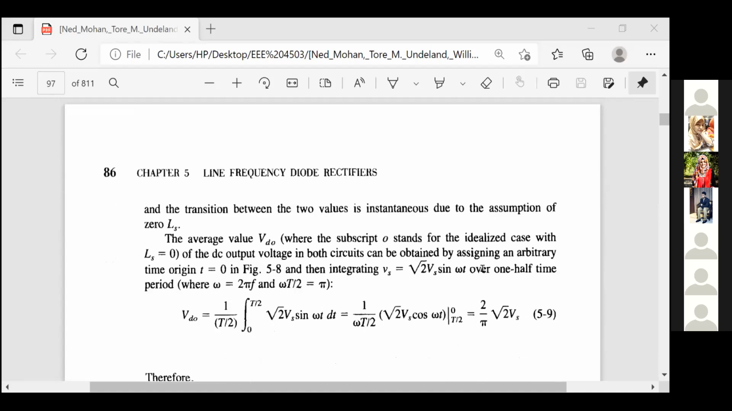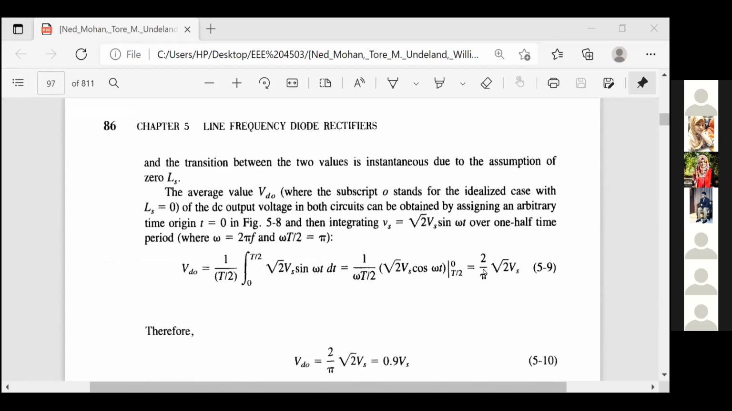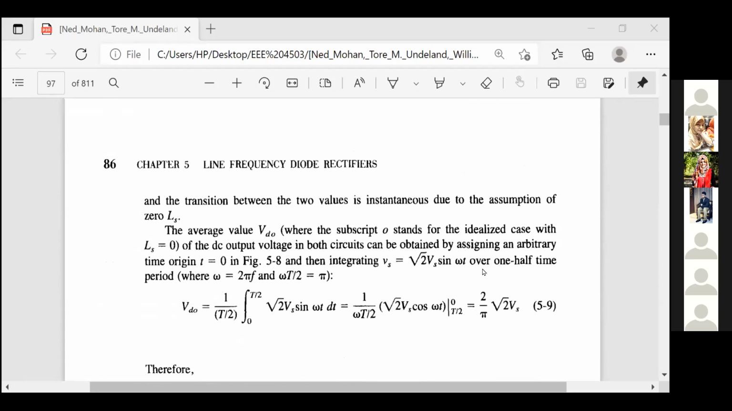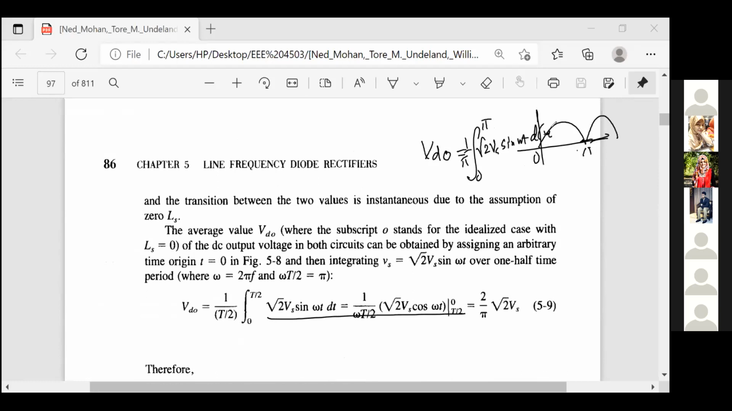And here now they have also found the average value, what I have already told you. If you integrate it for one repeating cycle, we can integrate it 1 by pi from 0 to pi, √2 VS sine of omega t d of omega t. If you complete the integration, you will get 0.9 VS. So why is this 0 coming here? VD is the DC value with a 0.